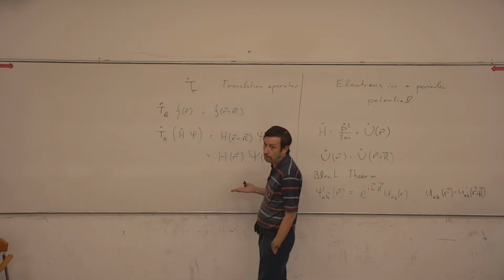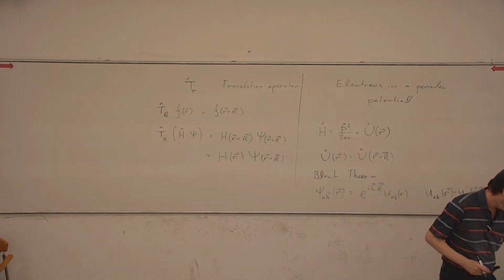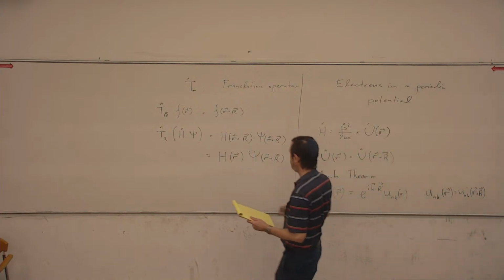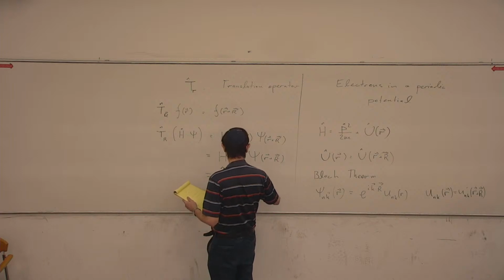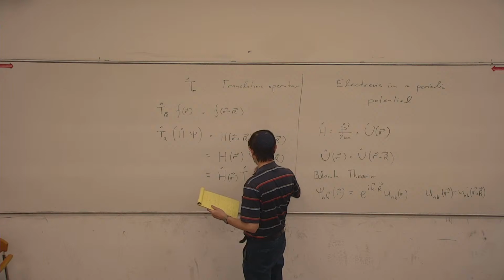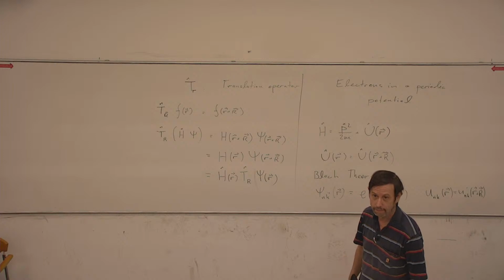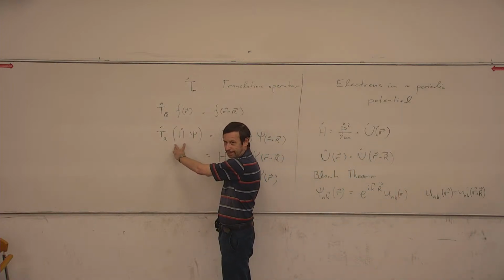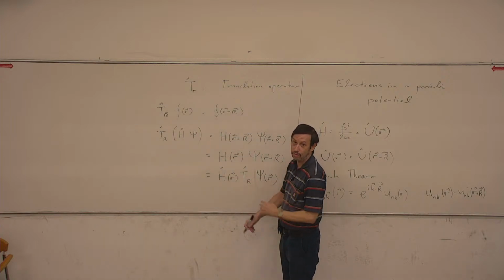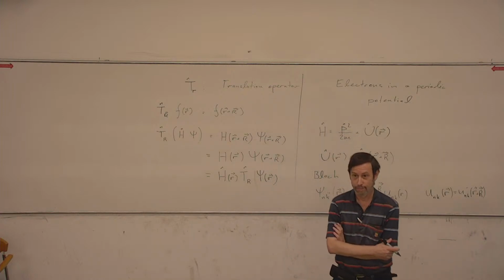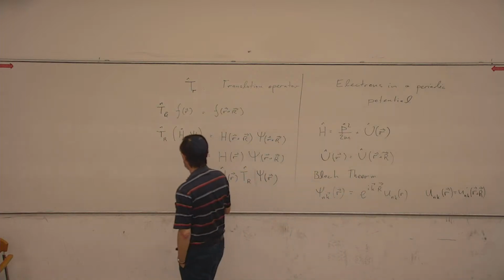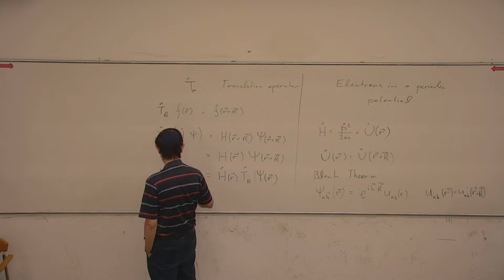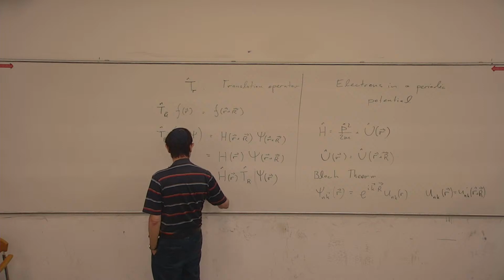And the wave function at the moment, I don't know what it does. Right, by definition. So this and this are equal, so they commute. So T_R works on H is equal to H with the T_R after it.